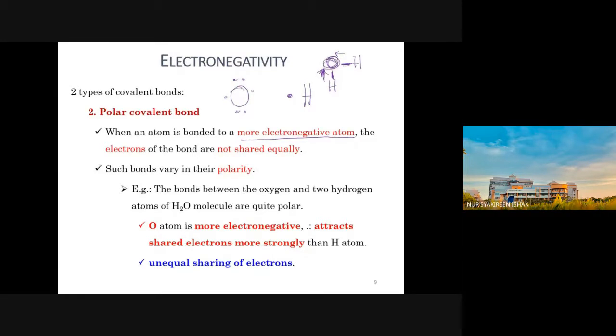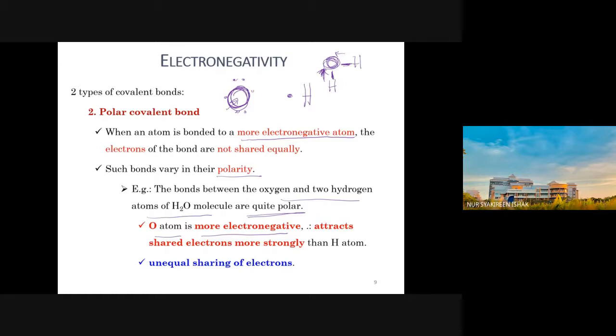Why? Because the oxygen atom will have more electron that is pulled more towards the oxygen atom, due to it having more protons. So such bonds vary in their polarity. For example, the bonds between the oxygen and two hydrogen atoms of a water molecule are quite polar. The oxygen is more electronegative, which attracts shared electrons more strongly than the hydrogen atom. So this involves unequal sharing of electrons. That is a polar covalent bond.